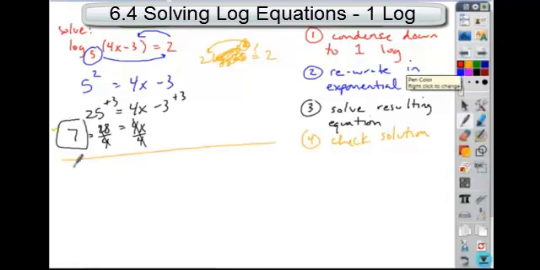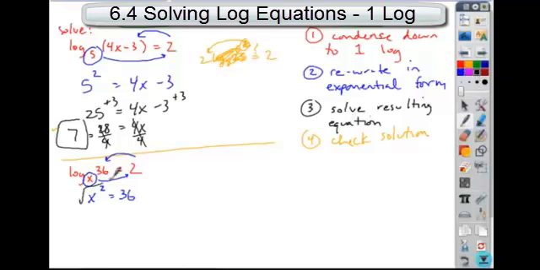All right, so I want you to try this one here and see if you can come up with the solution for this, please. Condense it down to one log. It's already done. Rewrite it in its exponential form. So we're going to take our base, same base as our log, x, to the power of 2, set equal to 36.